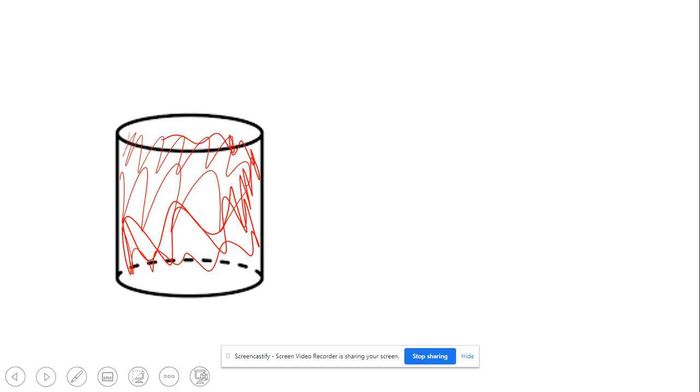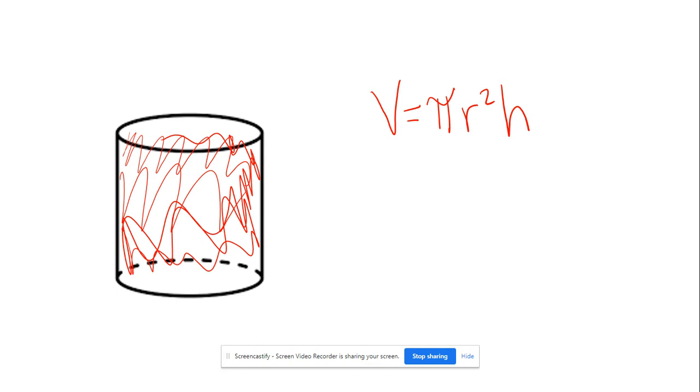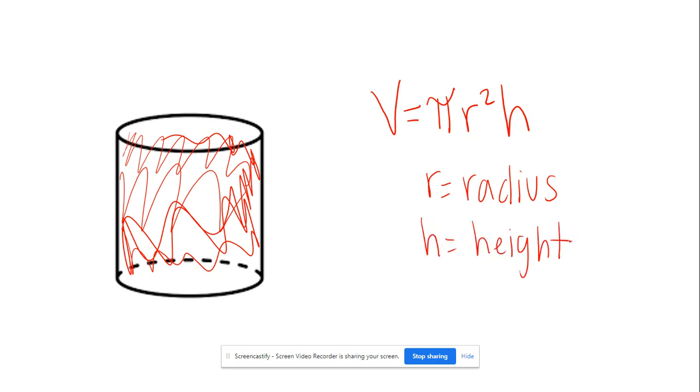So we're going to use a formula to find the volume. And that formula is volume equals pi r squared h. And our r equals radius, and our h stands for our height. So let's start with some examples.